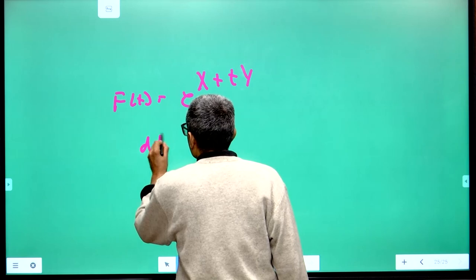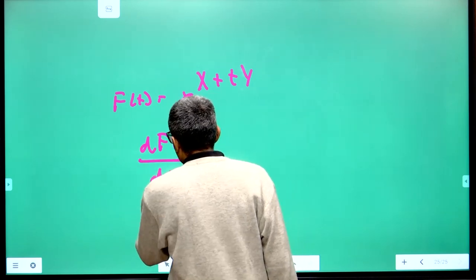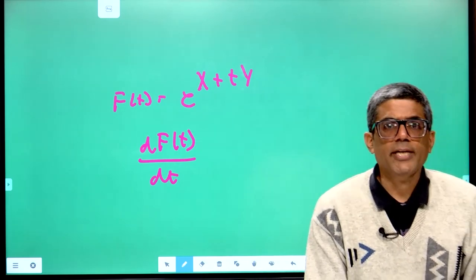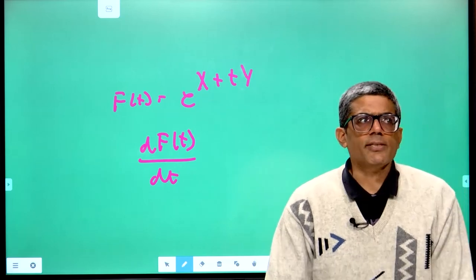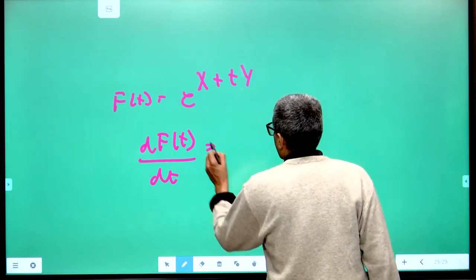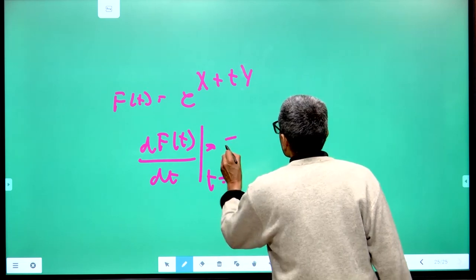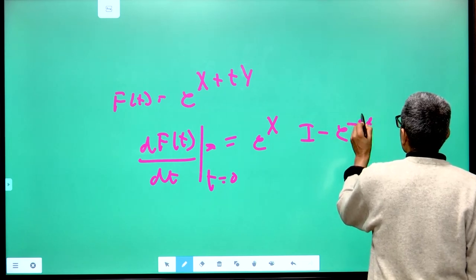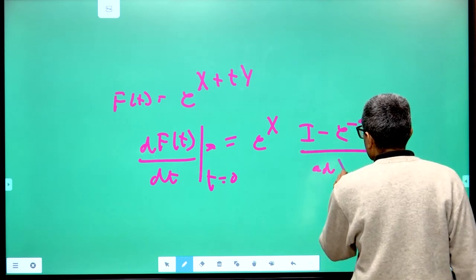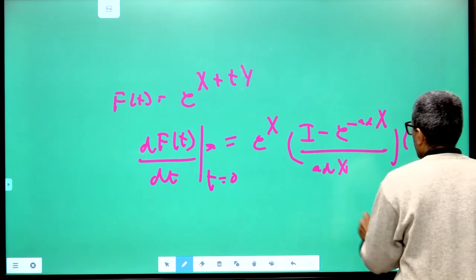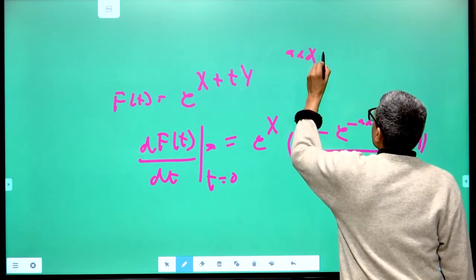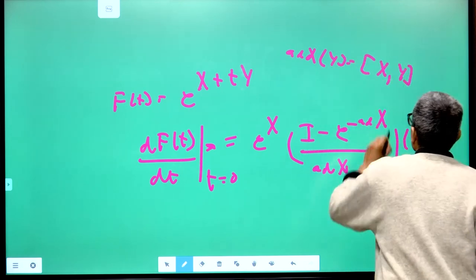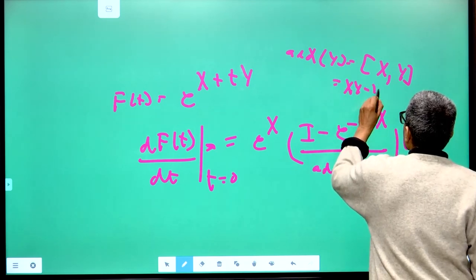Then the standard formula for the differential of the exponential map, which you will find in any standard book on Lie groups and Lie algebras, in particular you can look at the very nice book by V.S. Varadarajan, Lie Groups, Lie Algebras and their Representations, can be written at t equal to 0 as e to the power X times (I minus e to the power minus ad X) divided by ad X acting on Y, where ad X is defined by the operator which, when acting on Y, gives you [X, Y], which is XY minus YX.